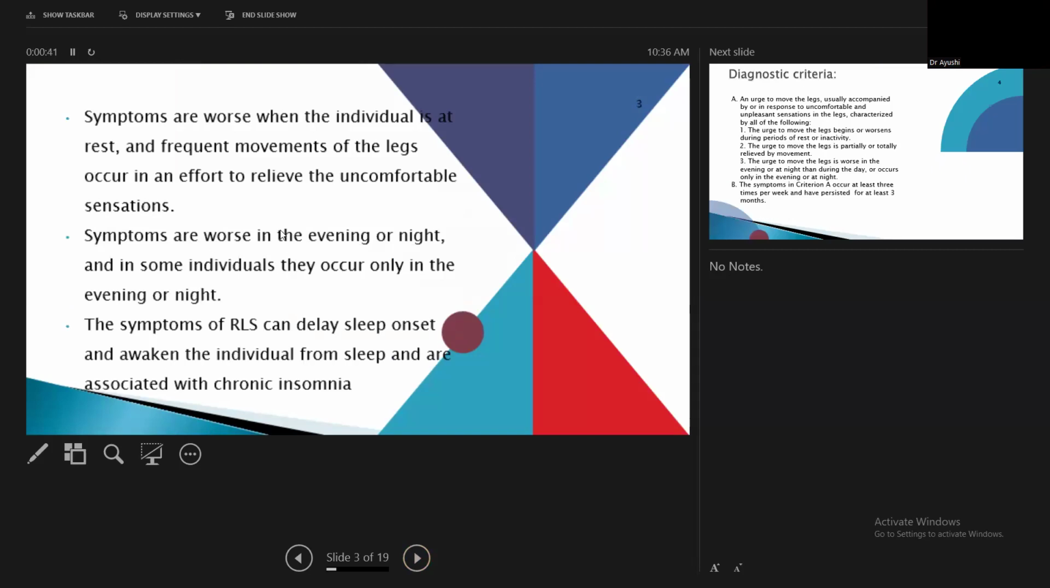The symptoms are worse when the individual is at rest, and frequent movements of the legs occur in an effort to relieve the uncomfortable sensations. The symptoms are worse in the evening or night, and in some individuals, they occur only in the evening or night. The symptoms of RLS can delay sleep onset and awaken the individual from sleep and are associated with chronic insomnia.